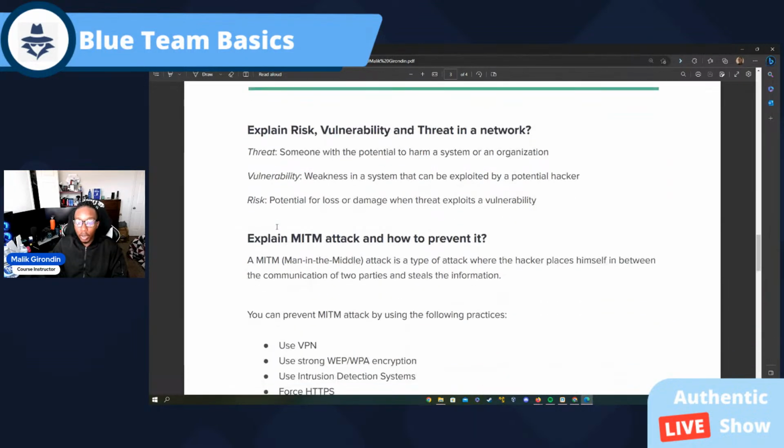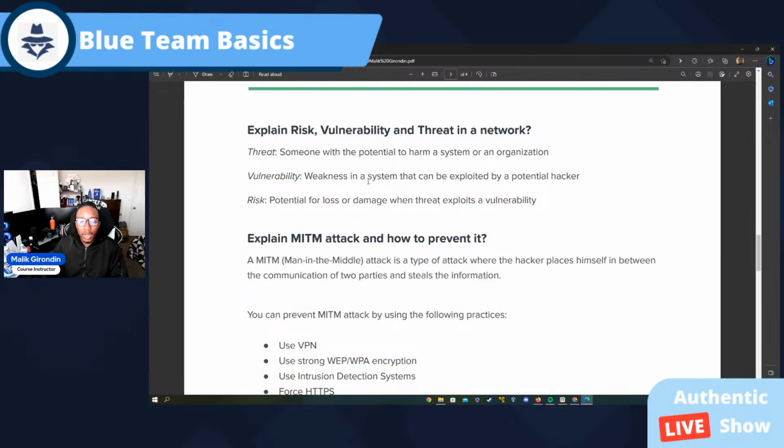Another one: risk, vulnerability, and threat in the network. So what is a threat? Someone with the potential to harm a system or organization. This is your hackers, those bad guys, or anyone with potential. Again, potential, that's it. Anybody could be a threat. If you think about it, a disgruntled employee could be a threat if he has a lot of knowledge, information, and privileges. So think about that. What is a threat?